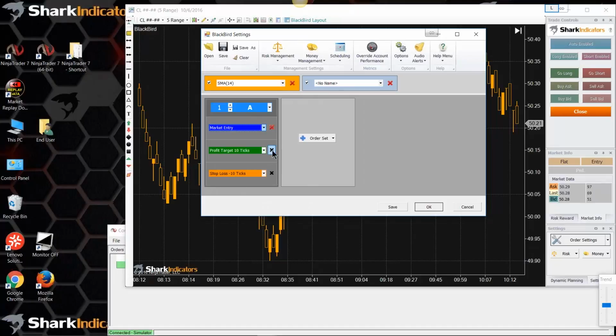Right, so we have black X's that just remove the individual component, and the red X's remove the whole set, I guess you could call it. And also, if we hit the red X, that whole signal is deleted. So hit the red X and the whole order set is deleted.